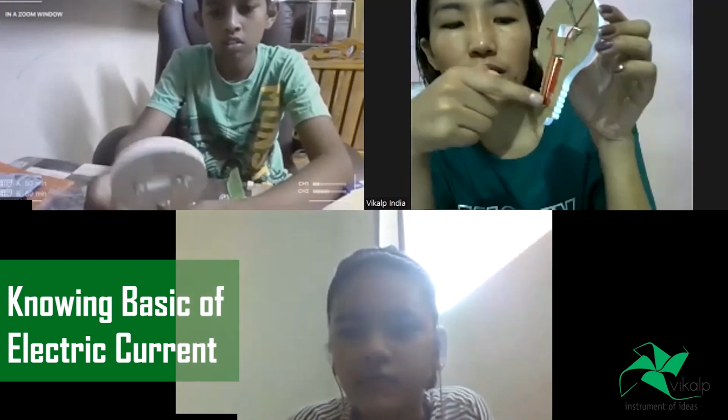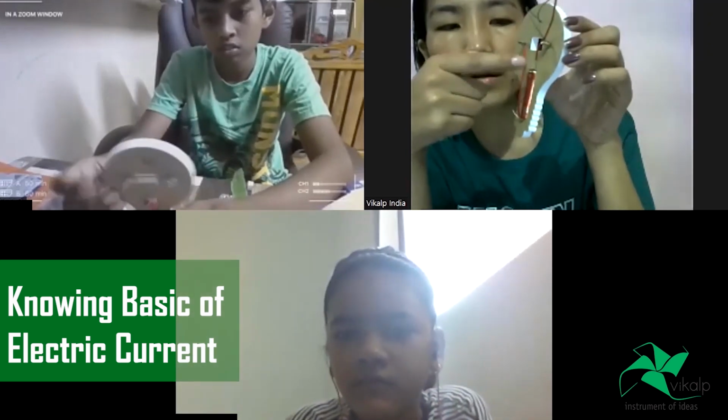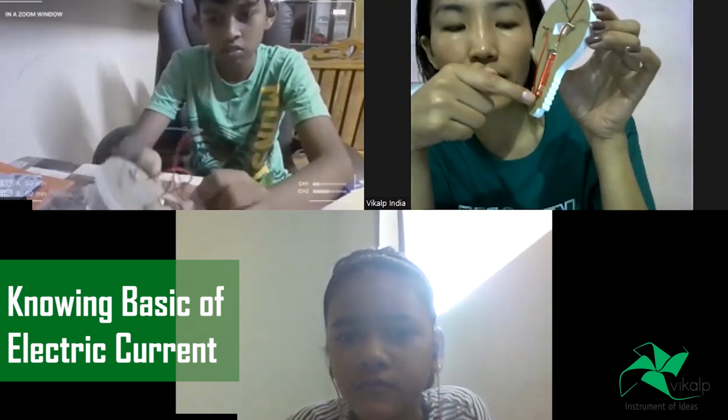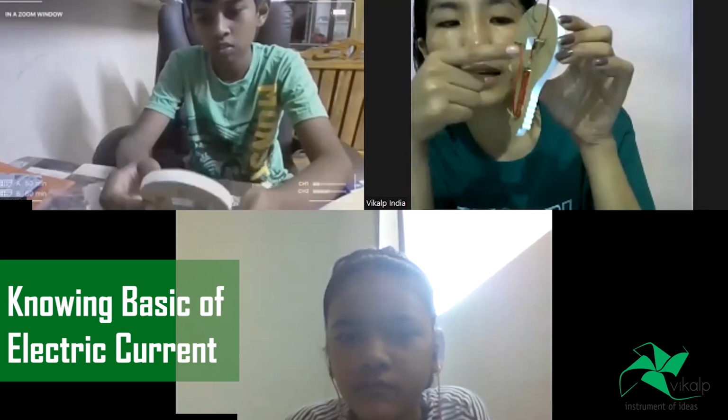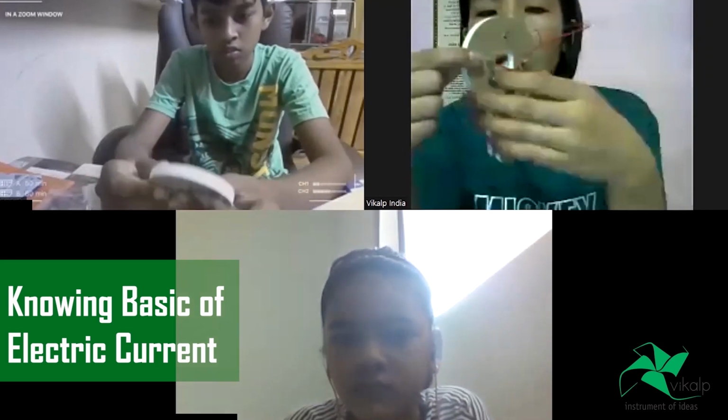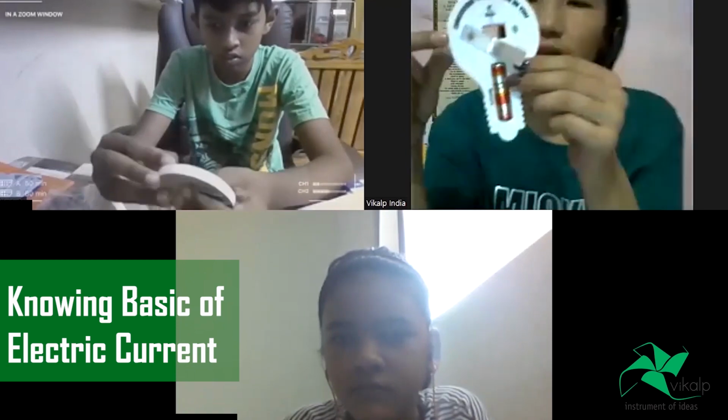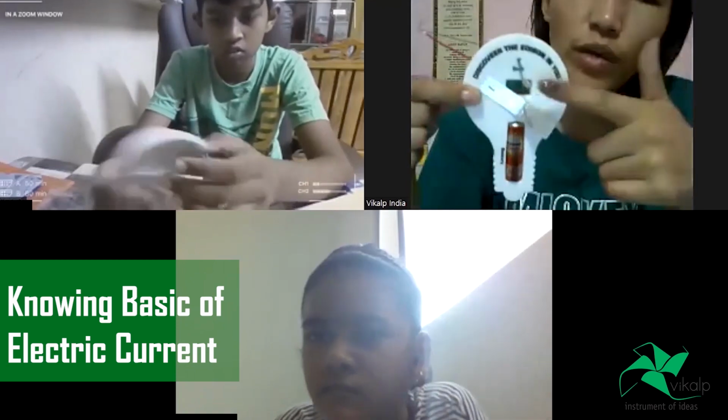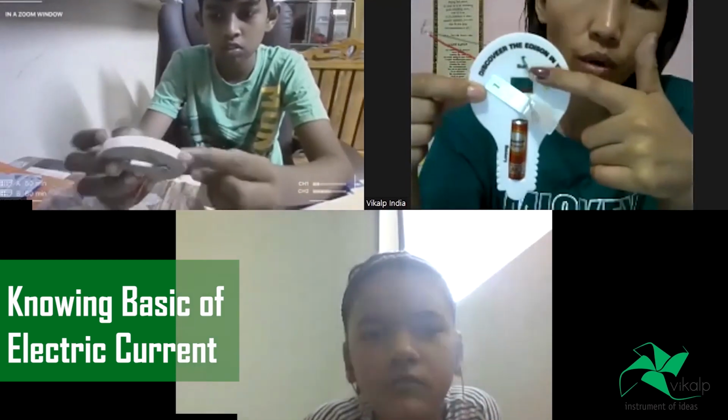This is the other wire, from the negative side. The negative terminal is connected to this bolt. Okay, now look here. Right now the circuit is not complete, so that's why you can see the bulb is not glowing, right?